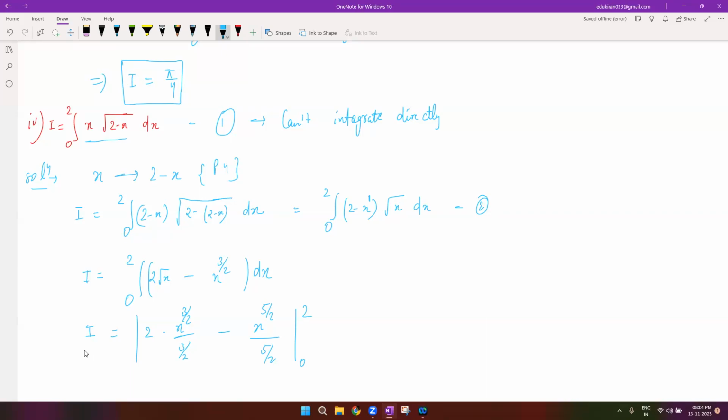You can write x to the power 3 by 2 as x root x, and you can write x to the power 5 by 2 as x square root x, because 2 plus half is 5 by 2. This will help you get the final answer, because the final answer will be in terms of root 2.